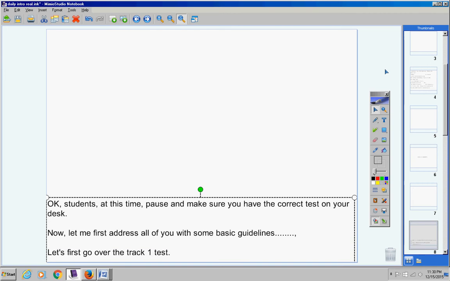Now, let's first go over the track 1 test. So, if you're a track 1 student, I'm going to go over your test quickly. Numbers 1, 2, and 3, you're comparing slopes of lines, so you're going to put in the answer blank either parallel, perpendicular, or oblique. 4, you're finding a midpoint, so you should know the formula. Number 5, we're dealing with the distance formula. Number 6, find the measure of angle 1 if the measure of angle 2 is 57.